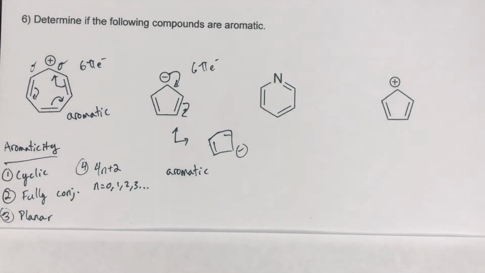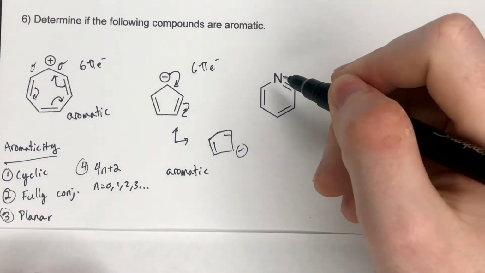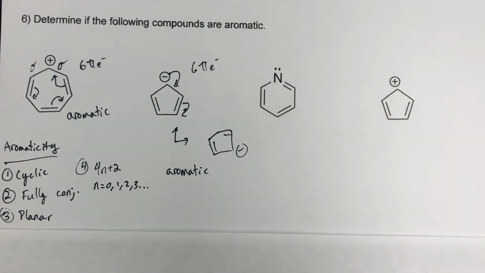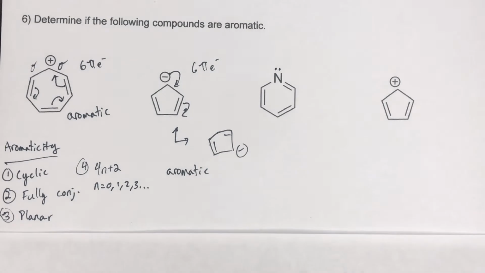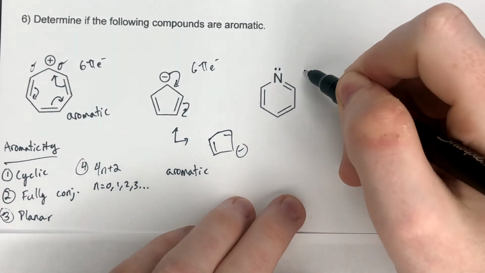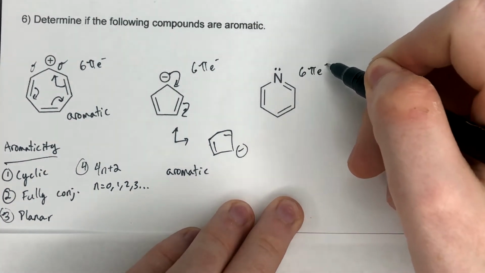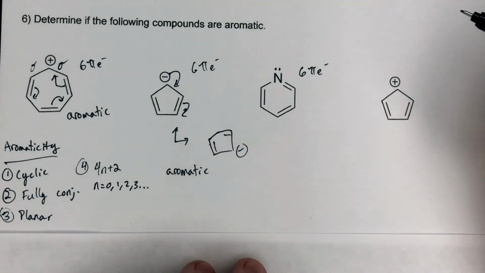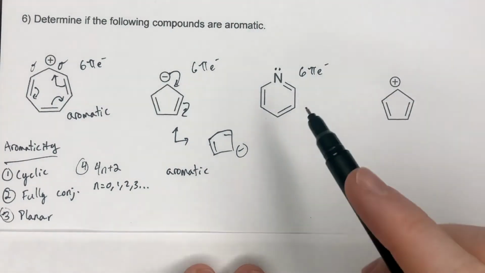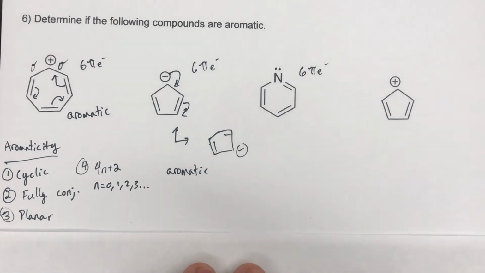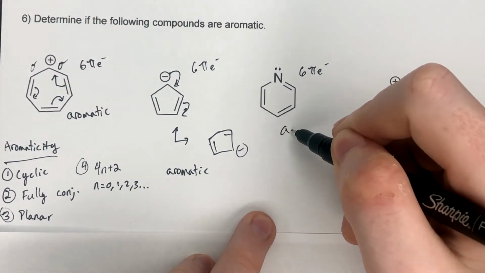Okay, we move to this third one here. We have an sp2 lone pair. This cannot resonate into the ring because it's sp2. The orbital is orthogonal, so it's not possible to resonate in. So you only count the pi bonds. There's 3 of them, so it's 6 pi electrons. That is a Huckel theory number. It's also cyclic. It is fully conjugated. It is fully planar. This is aromatic.